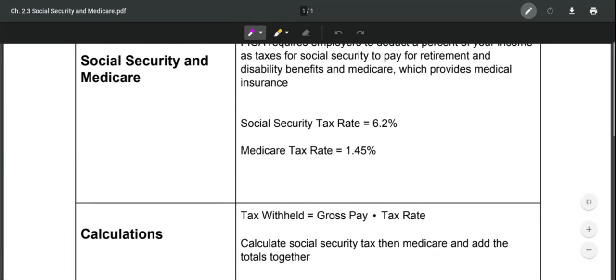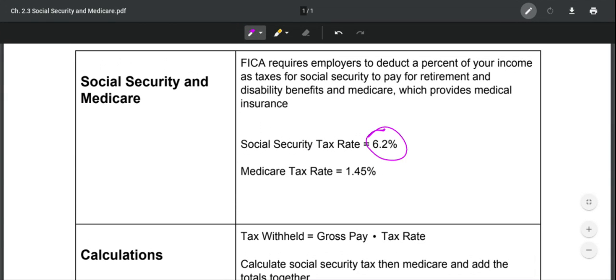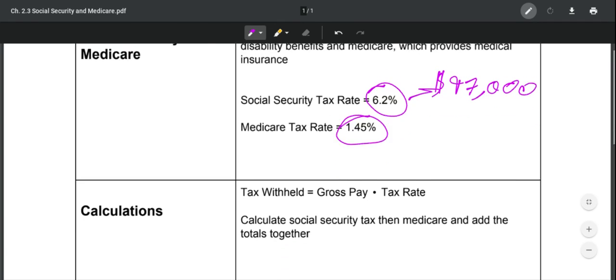All right, so the Social Security tax rate is 6.2%, and that's of anything up to 97,000. So basically, anything under 97,000 gets that percentage of tax, and that's all we're going to deal with right now, just to keep it simple. Any of the numbers I'm giving you will be less than 97,000. So all you need to know is that the Social Security tax rate is 6.2%, and the Medicare tax rate is 1.45%.